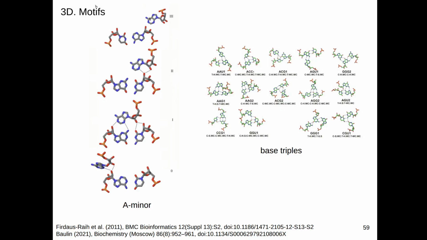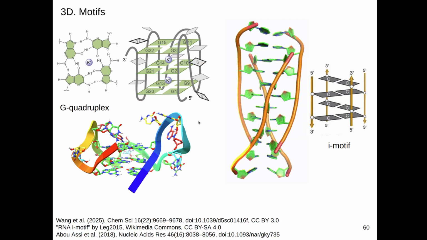And this is the most frequent example of a base triple, but actually we have a variety of different base triples, so networks of 2 base pairs and 3 bases forming hydrogen bonds reciprocally with each other. So yeah, a base triple is also a 3D motif, but less strictly defined, and A-minor is the most frequent type of base triple.